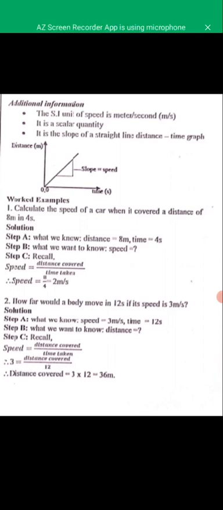So we say it is a scalar quantity. It is the slope of a straight line distance time graph. Now listen, this is a key JAM question that comes out. Take note. They can ask you the slope of a distance time graph is called what? The answer is speed. The slope of a displacement time graph is called, sorry, velocity. The slope of a distance time graph is called speed, while the slope of a displacement time graph is called velocity.